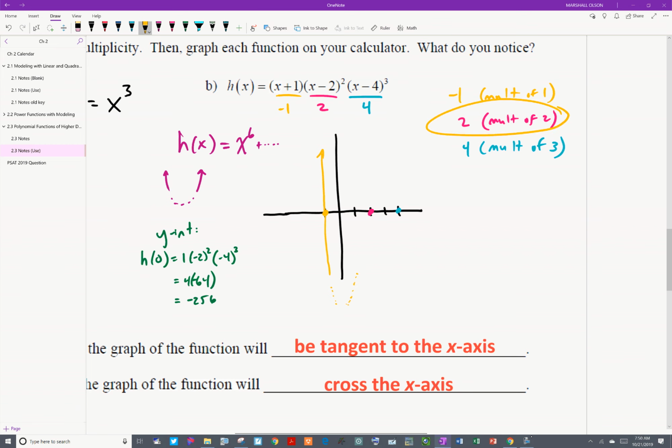And we have a multiplicity of 2 at 2, which means it's going to be tangent. And then we have a multiplicity of 3 at 4, which means I'm going to go back through. I don't know what that is. I don't know what this minimum is. I could find it if I actually plug this into my graphing calculator. I'm sure it goes down further than that because of how far down my y-intercept is. That probably goes down further too. But at least I know what a general idea of this graph is going to look like here.